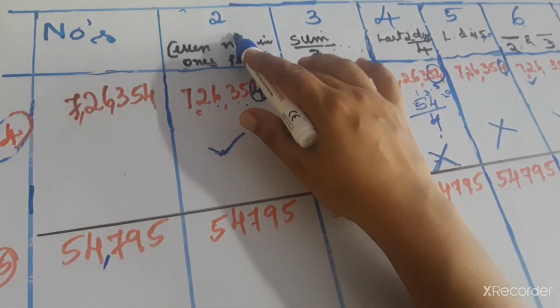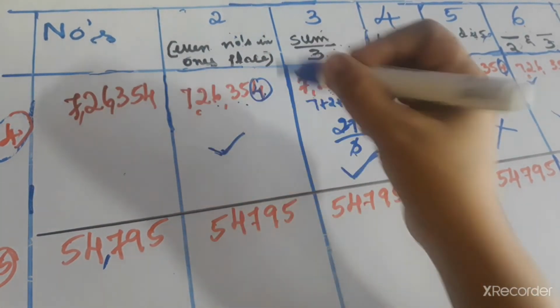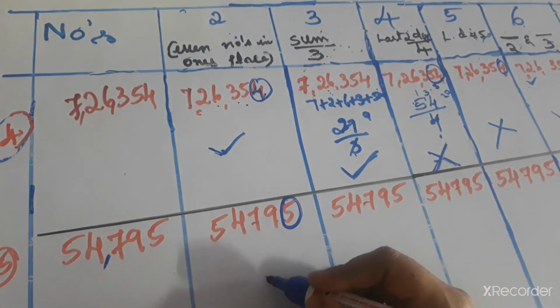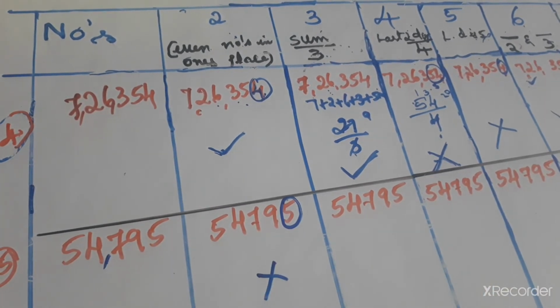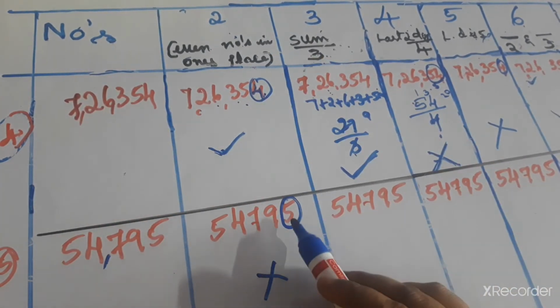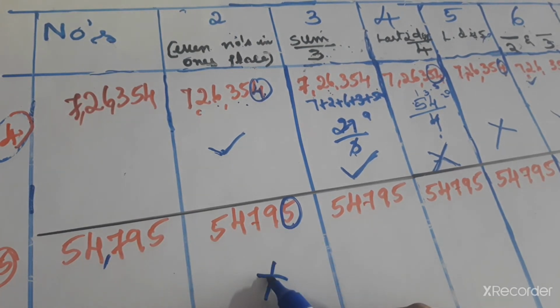Now here we have to check with 2. According to the rule for 2, in the ones place there should be an even number. So it is not an even number, so we can say no. 2 का डिविजिबिलिटी चेक करने के लिए वंस प्लेस पे इवन नंबर चाहिए, वो नहीं है, सो क्रॉस मार्क.